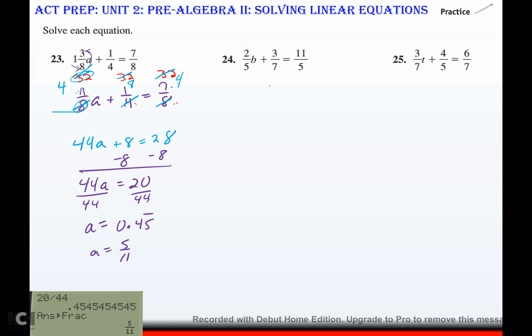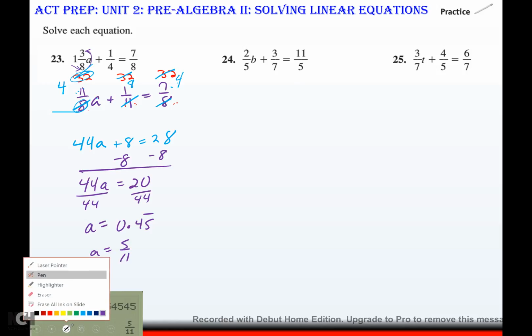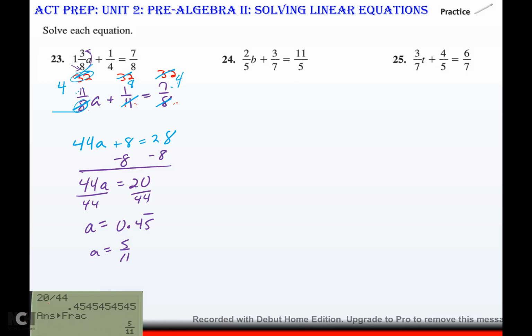Alright, 24. I don't have any mixed numbers. My different denominators are 5 and 7, which make 35. So I'm going to multiply everything through by 35. But instead of multiplying first and then dividing, I'm going to divide first and then multiply. So 5 goes into 35 7 times, 2b would be 14b. 7 goes into 35 5 times, positive 3 is positive 15. Equals 5 goes into 35 7, 7 times 11 is 77. No more fractions.